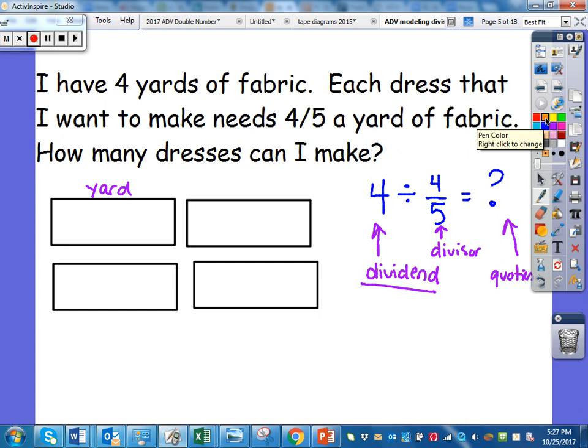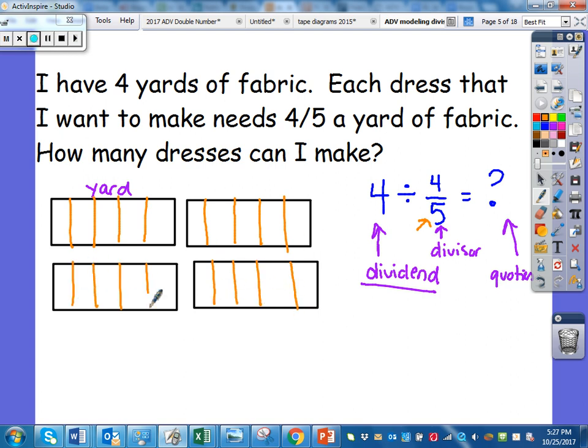On step 2, I need to divide each of my boxes into pieces. I'm going to use the denominator of the divisor to tell me how many pieces I need to divide each yard of fabric into. In this case, I need to divide each yard into fifths. So step 2 is to divide each of your yards, or each of your boxes, into pieces.